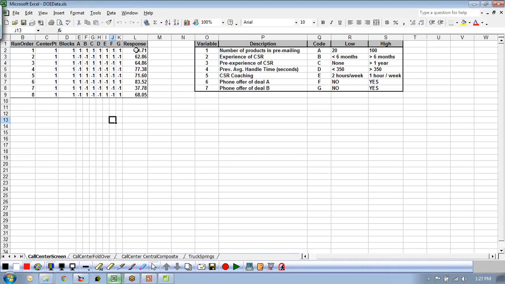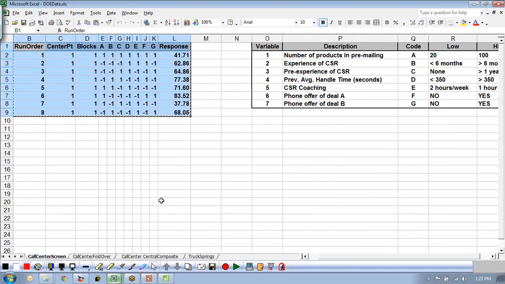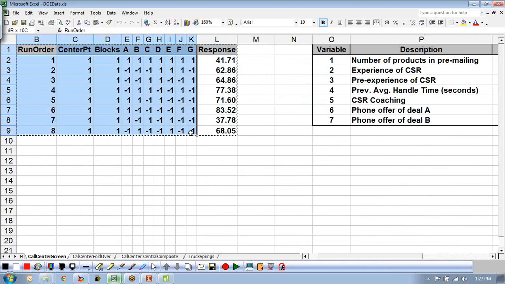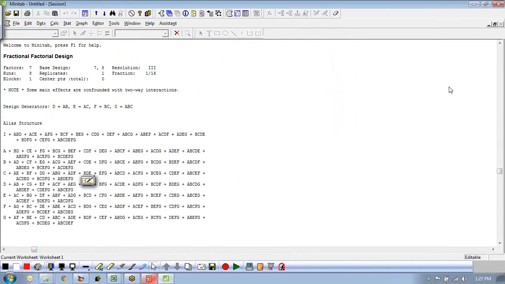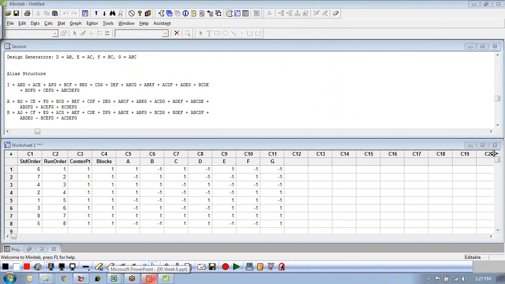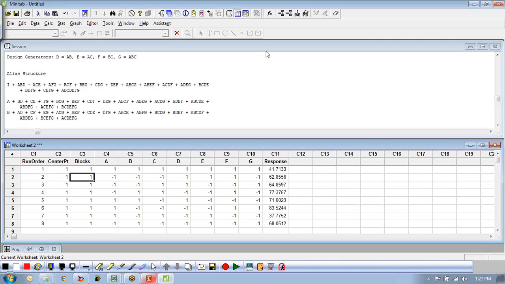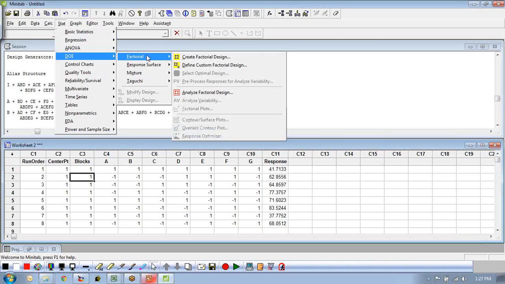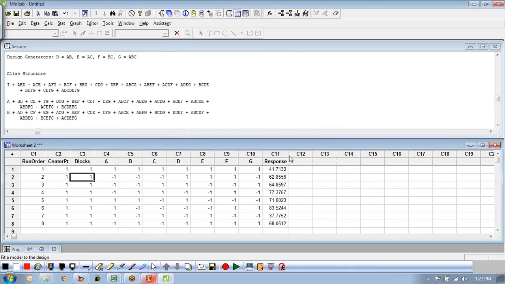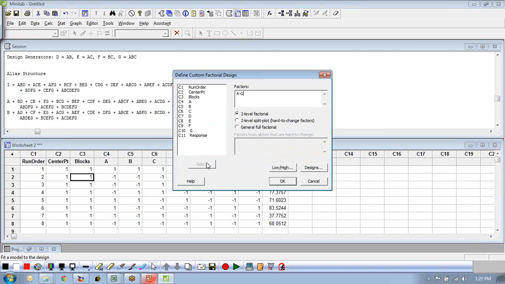Suppose we did that, and we actually put it into action, ran it. Suppose we got this response. Maybe we're looking at handle time. And so I'm going to analyze that right now. You'll see it gets analyzed exactly the same. Okay, stat DOE factorial, analyze factorial design, same old here.